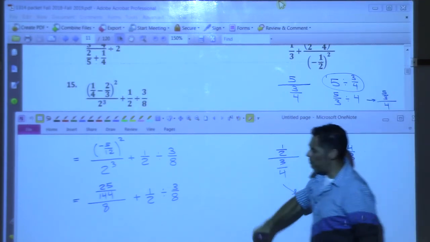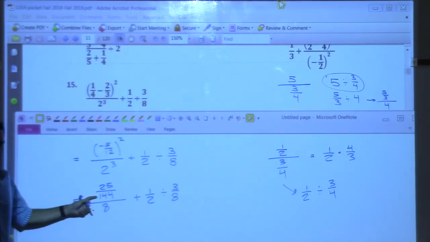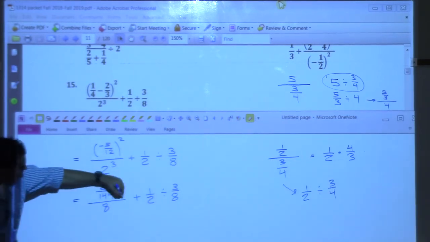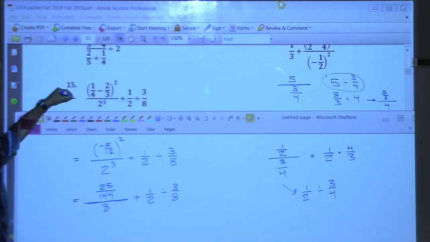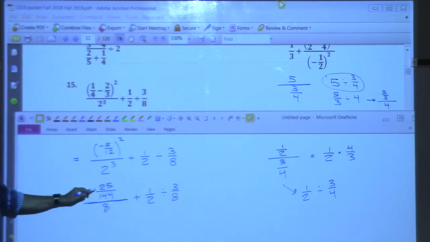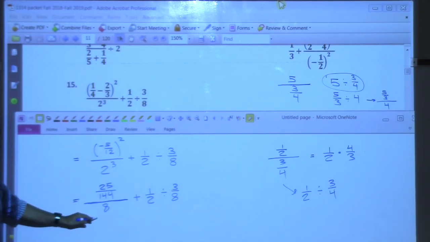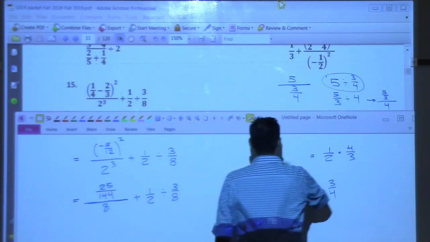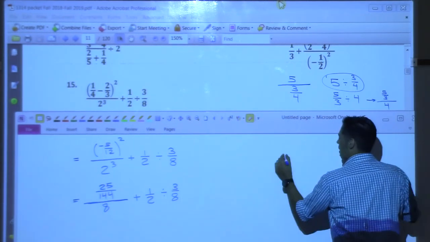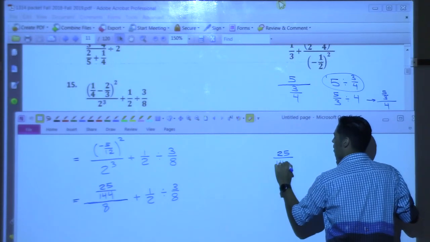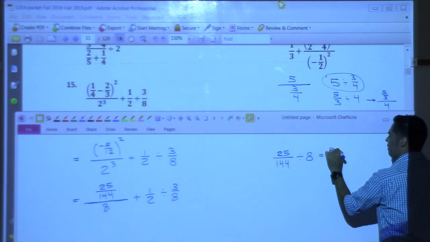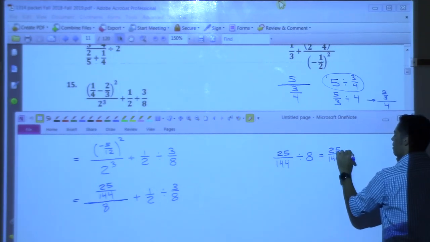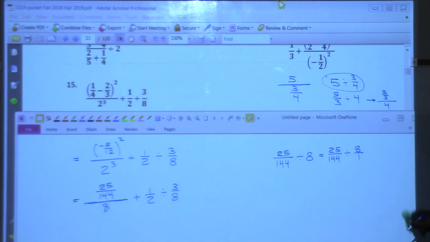So when you look at this problem right here, 25 over 144 over 8, the big bar is this bar right here, this division bar. So this really means 25 over 144 divided by 8, right? So I'm going to write that over here. This is 25 over 144 divided by 8. That's the same as 25 over 144 divided by 8 over 1. Why am I writing the 8 as a fraction?